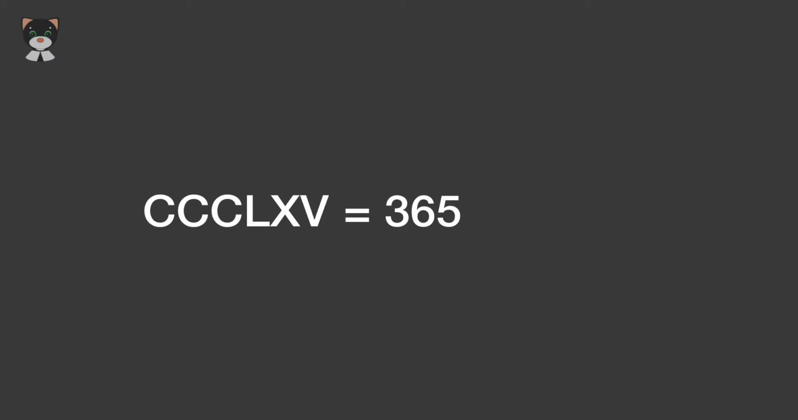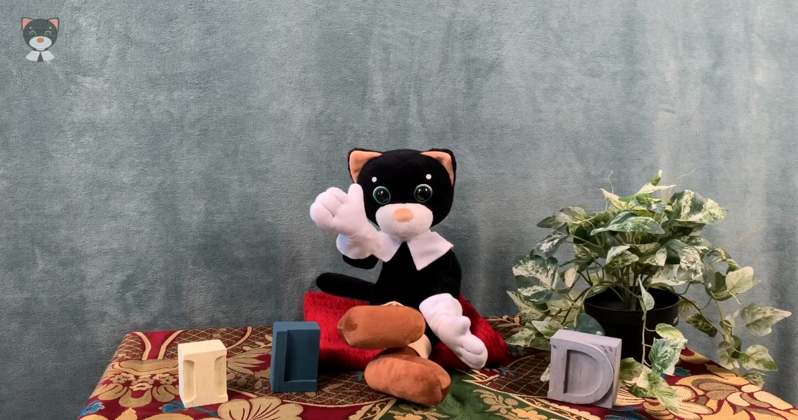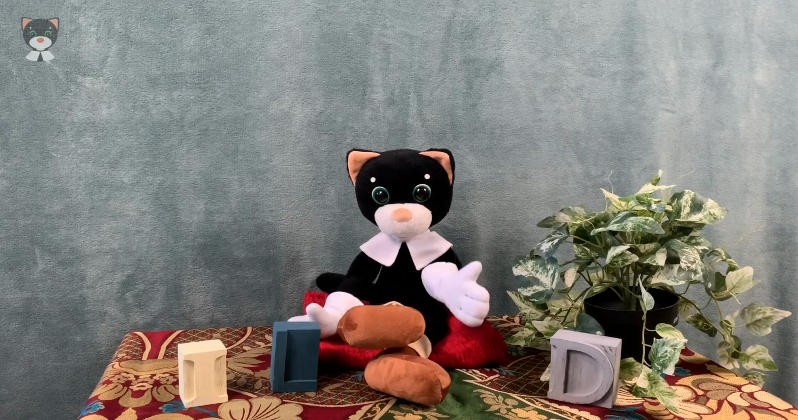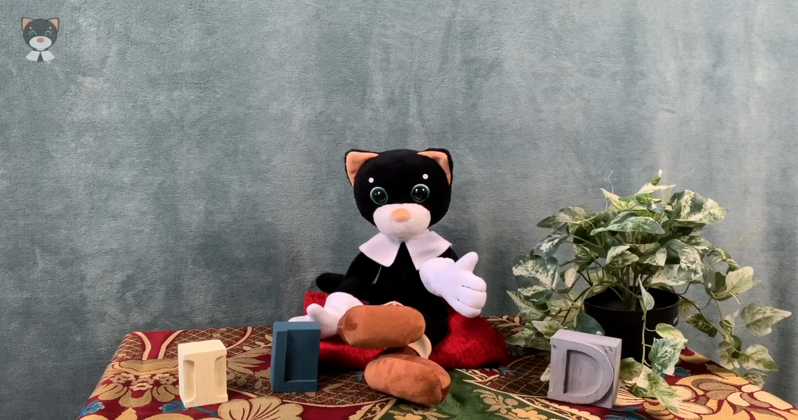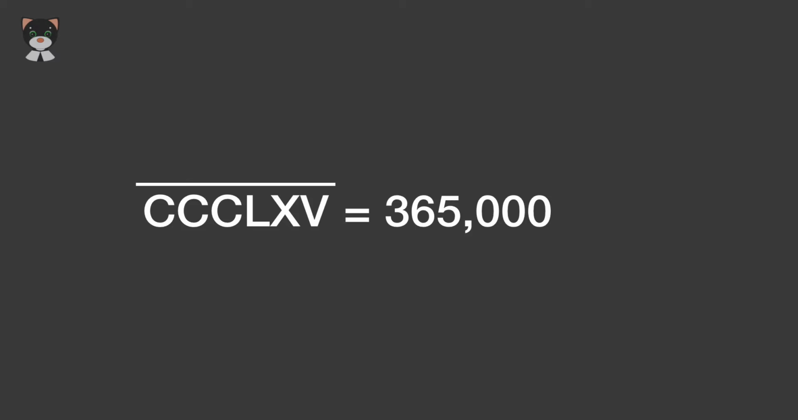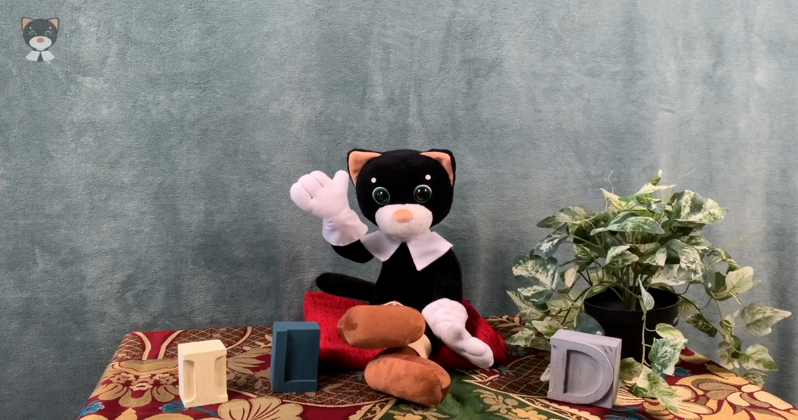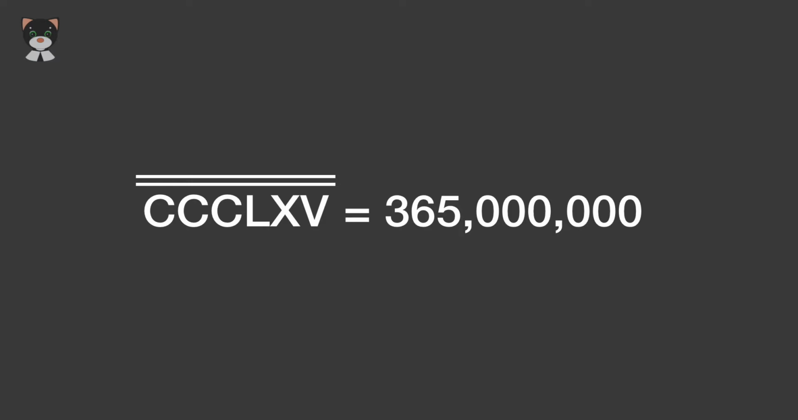Here we have the number 365. Sounds familiar, right? 1 line, 1 vinculum above the whole number means 365,000. 2 lines give you 365 million.